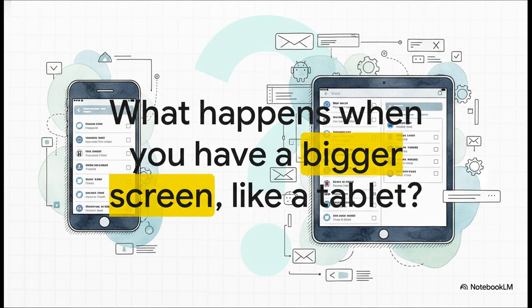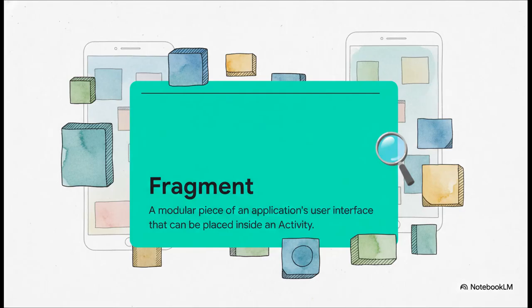But you might be thinking, what about a bigger screen, like a tablet? Yeah, on a phone, one screen at a time is fine. But on a big tablet screen, just showing a list of emails would waste a ton of space and look kind of silly. Well, Android has a really smart way of dealing with this. And that clever solution is called a fragment.